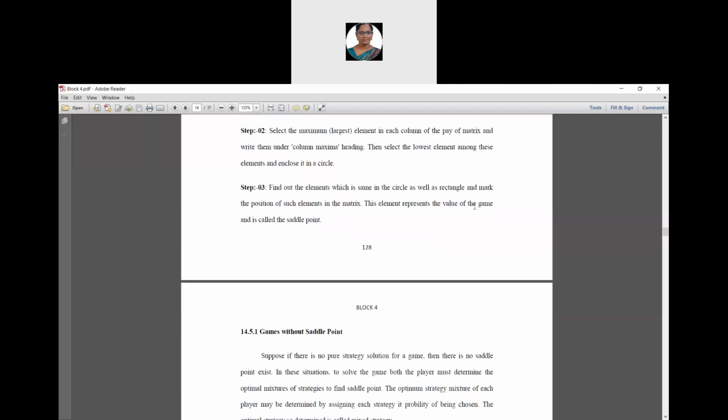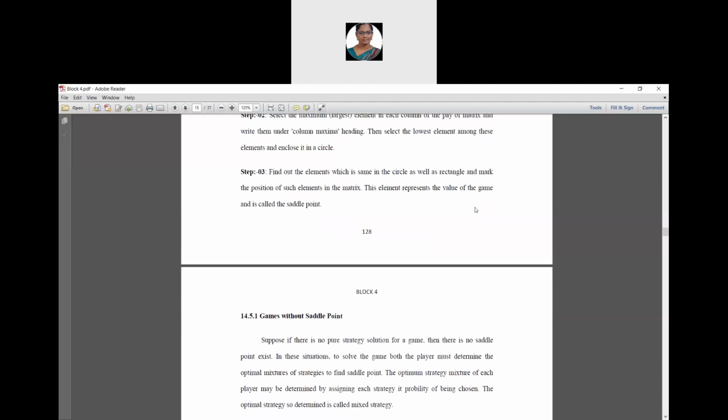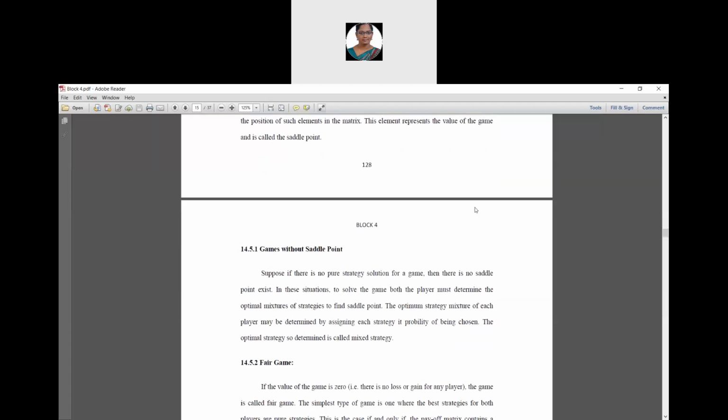Otherwise, if the maximum of row minima, that is maximin, is not equal to the minimum of column maxima, that is minimax, it means a game without a saddle point. In that case, we have to use probability to find the value of the game.